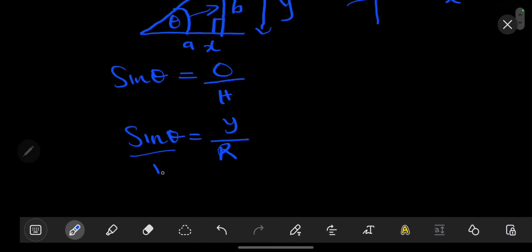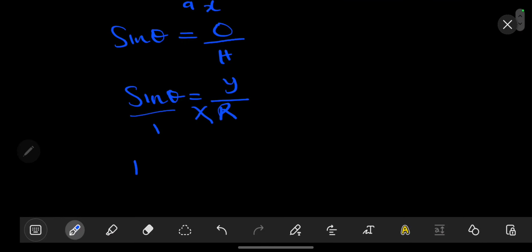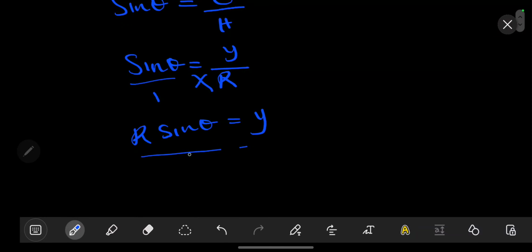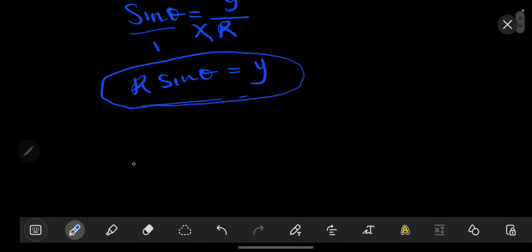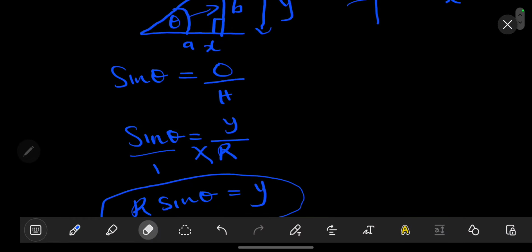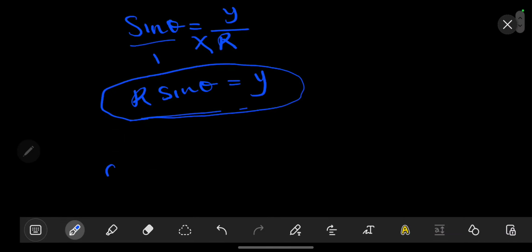Then we do a cross multiplication. We find that R multiplied by the sine of theta gives us y. So what does this tell you? Each and every time you're looking at vectors, the y component should always have the sine of theta. Likewise, for the x component, we are going to use cos. The x component is here because this is the adjacent.